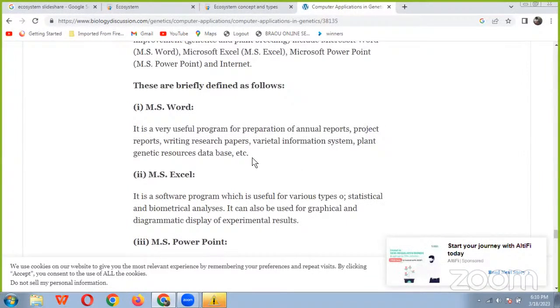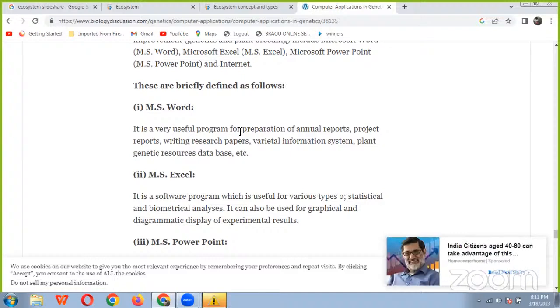Okay, MS Word. It is very useful for the preparation of annual reports, project reports, writing research papers, assignments, various information system plans, and genetic resource data. MS Word actually contains a maximum of 256 characters.